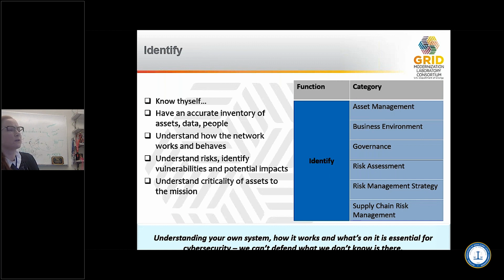And so there's always a need to get an accurate inventory of the assets and the data and the people that are working on the system, and really understanding how that network behaves. When you're trying to defend yourself, you really need to know what you're defending against. So understanding the criticality of your assets also, and the level of protection you need for those, and having a comprehensive risk management strategy for your supply chain, for example, and for your asset and business environment. The next slide.